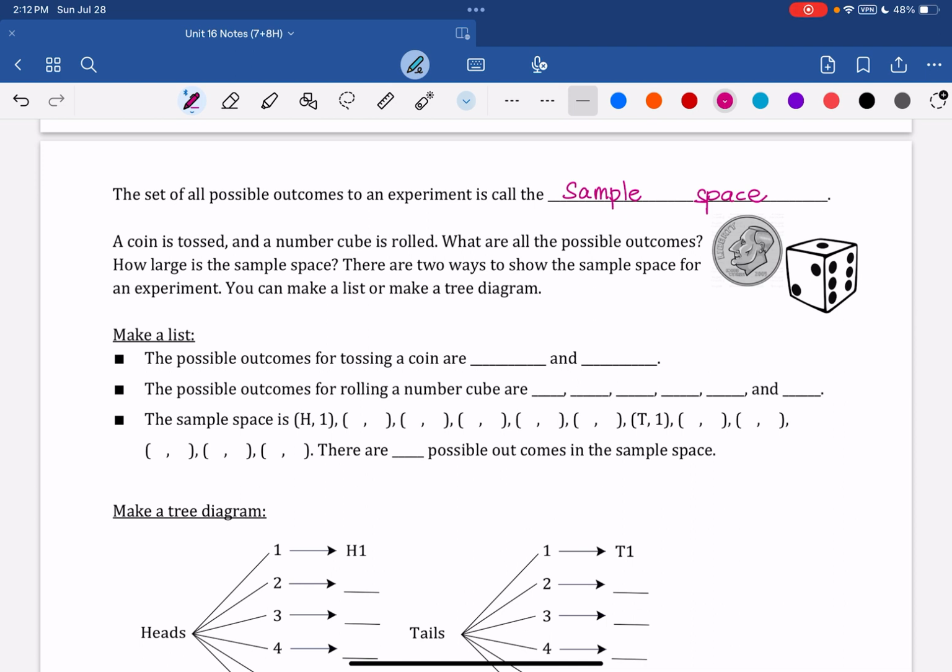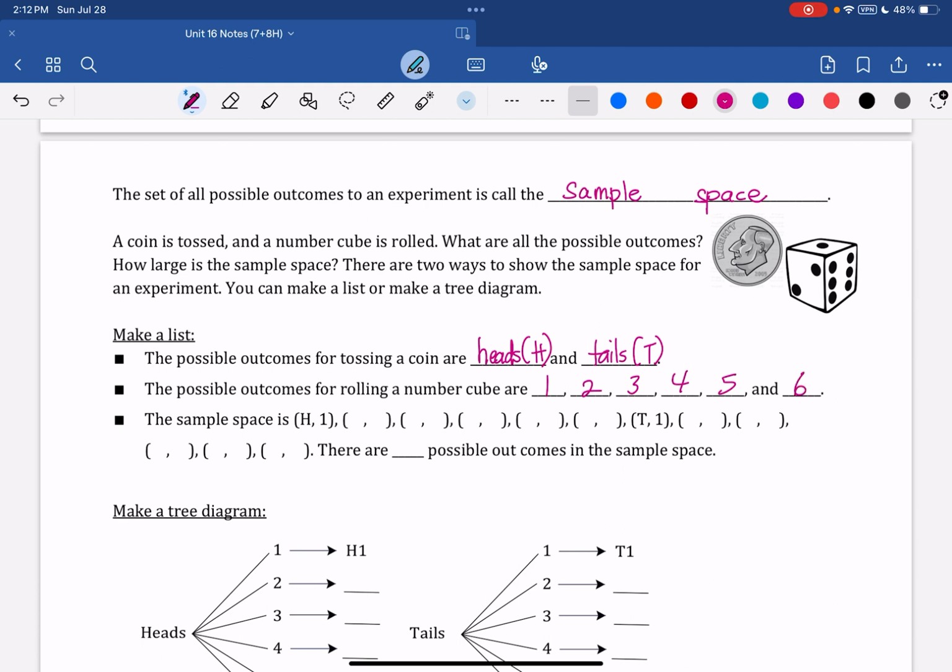Okay, so the possible outcomes for tossing a coin are heads, we're going to use capital H, or tails. The possible outcomes for rolling a number cube are 1, 2, 3, 4, 5, and 6.